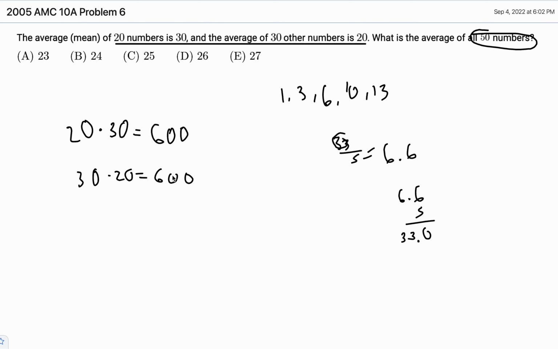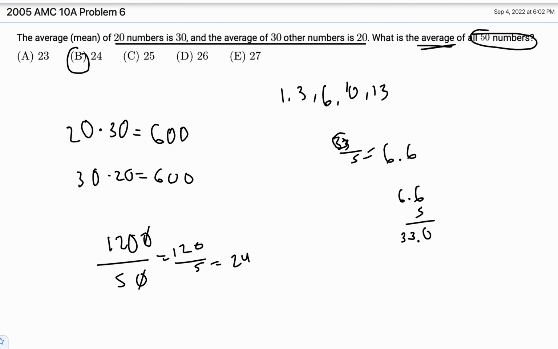And same thing here, 30 times 20 is 600. So adding up all 50 numbers, we have 1,200. But we're asked for the average of all 50 numbers, right? So we just divide this by 50. 120 over 5 is just 24. Our answer should be B, 24.